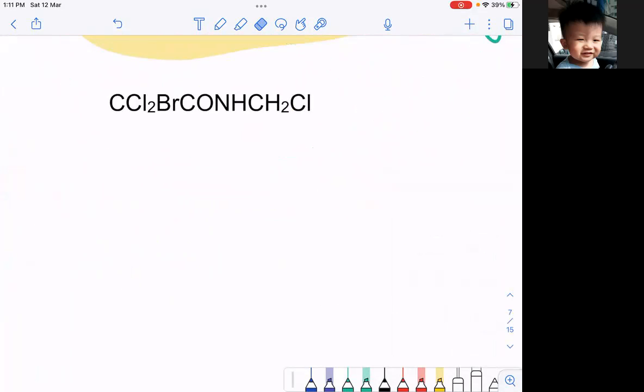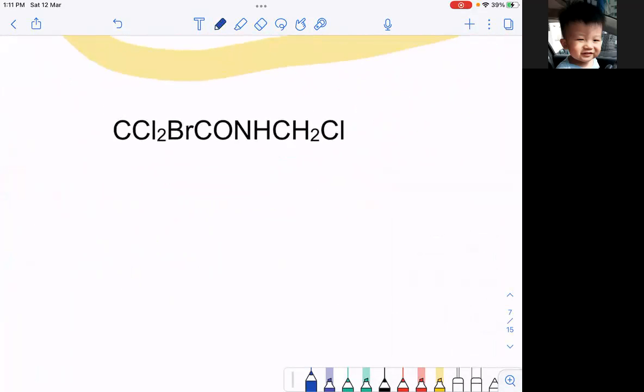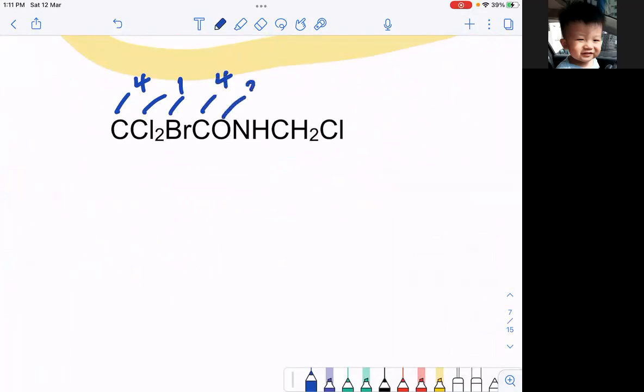Okay, now quickly think of the sticks. Carbon is 4, chlorine, bromine, all 1, because they are group 7. Carbon is another 4, oxygen is 2. Nitrogen? 3. Hydrogen? 1. Carbon? 4. Then hydrogen and chlorine all 1 again. Right, so mentally know what's going on.